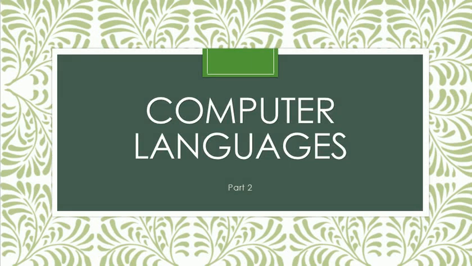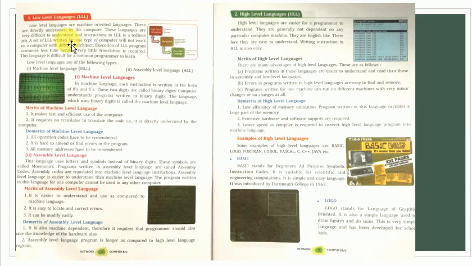Now we are going to discuss chapter 1, computer languages. We already discussed in the previous class what computer language is and what the types of computer languages are. We discussed three types: low level language, high level language and fourth generation language. We already discussed the names. Now we are going to discuss the languages further.